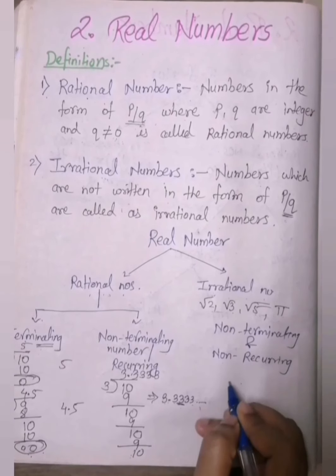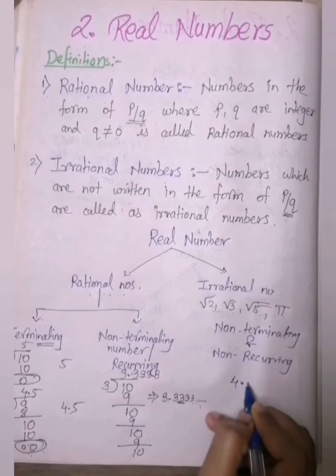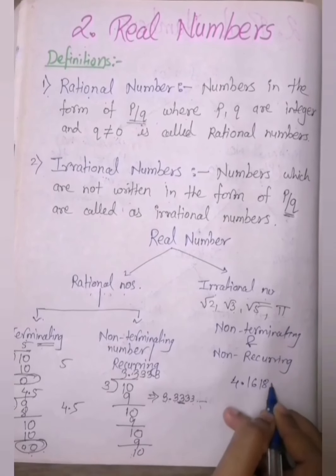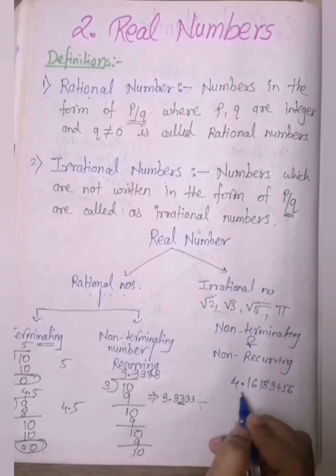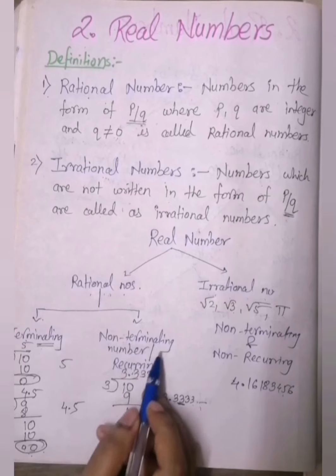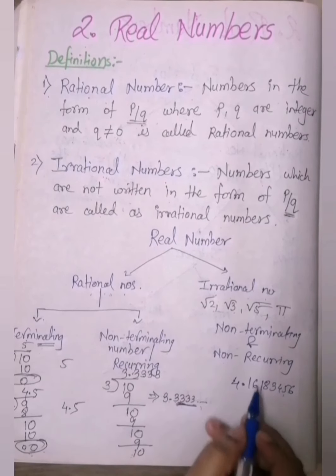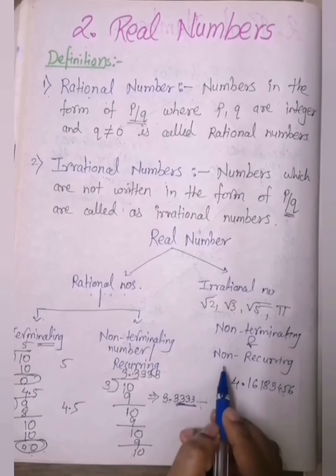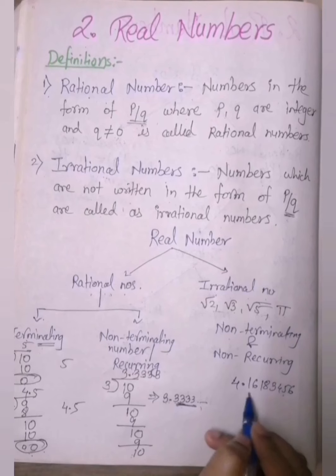Like this form. Suppose I get an answer like 4.16183456 and so on, meaning there is no repetition of any number. Clear that? But in non-terminating and recurring, there is a repetition after the decimal. But in non-terminating and non-recurring, there is no repetition of any numbers after the decimal.